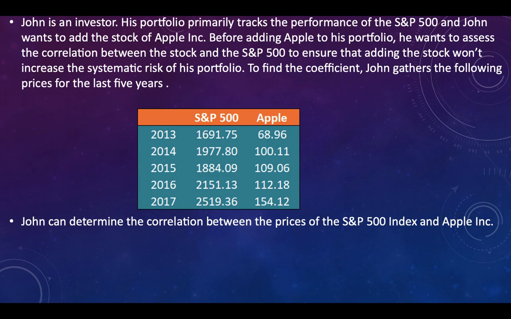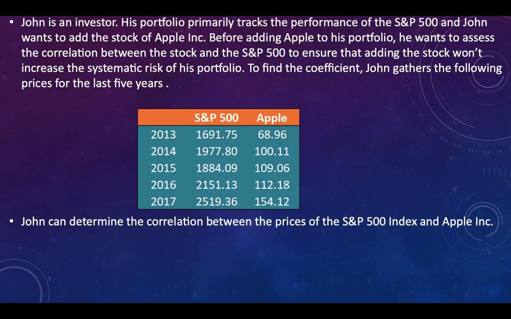So John is an investor, which means he is investing in different companies. His portfolio primarily tracks the performance of the S&P 500, and John wants to add the stock of Apple company. Before adding Apple to his portfolio, he wants to assess the correlation between the stock and the S&P 500 to ensure that adding the stock won't increase the systematic risk of his portfolio.